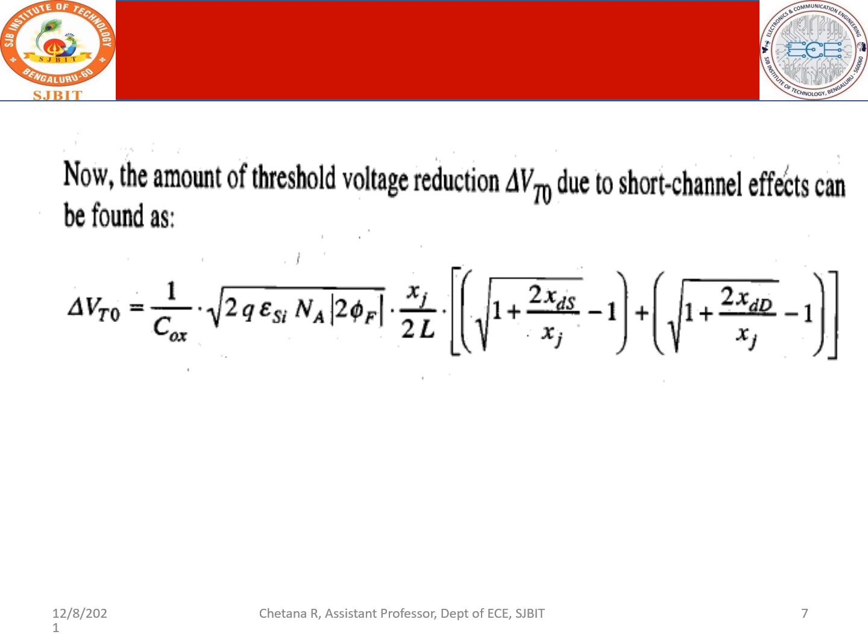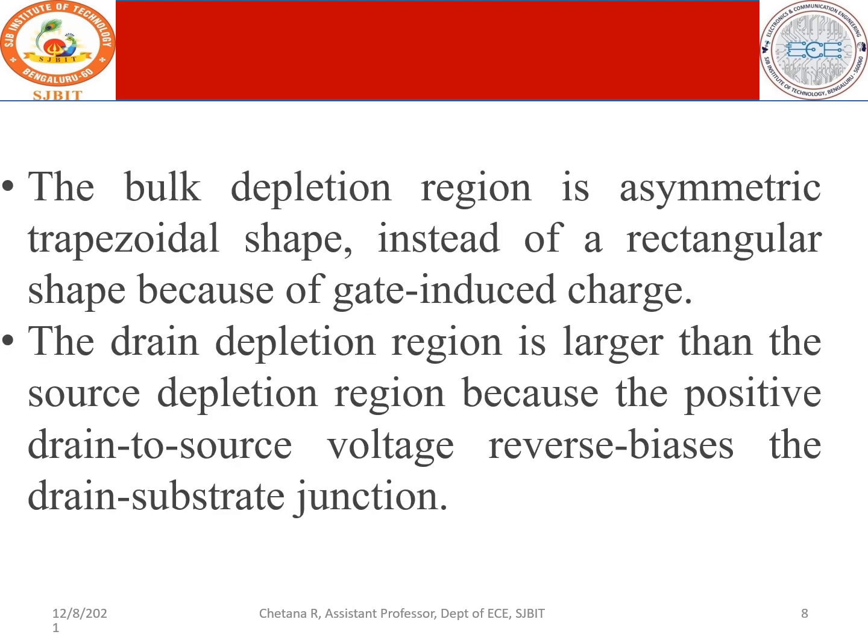The threshold voltage shift due to short channel effects is given by delta Vt naught equals 1 by COX into square root of 2q epsilon Si Na into 2 phi f into xj by 2L, and this is at the drain and this is at the source. So this is the representation for delta Vt naught.